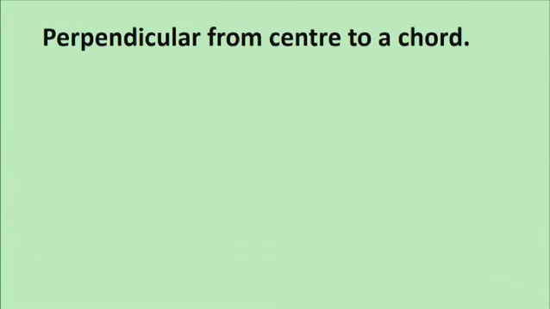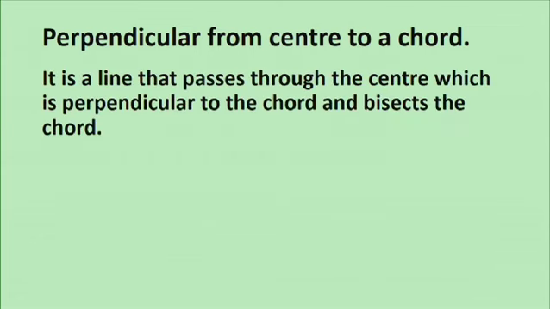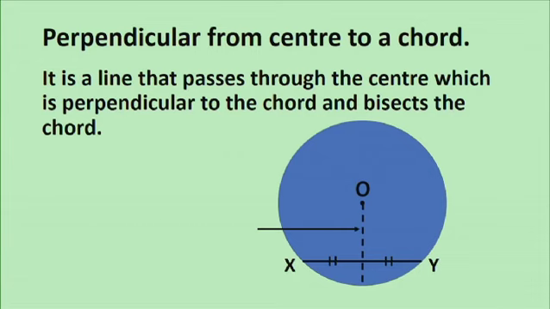Perpendicular from center to a chord. It is a line that passes through the center, which is perpendicular to the chord and bisects the chord. In simple words, it divides the chord into two equal parts. This is the perpendicular bisector.